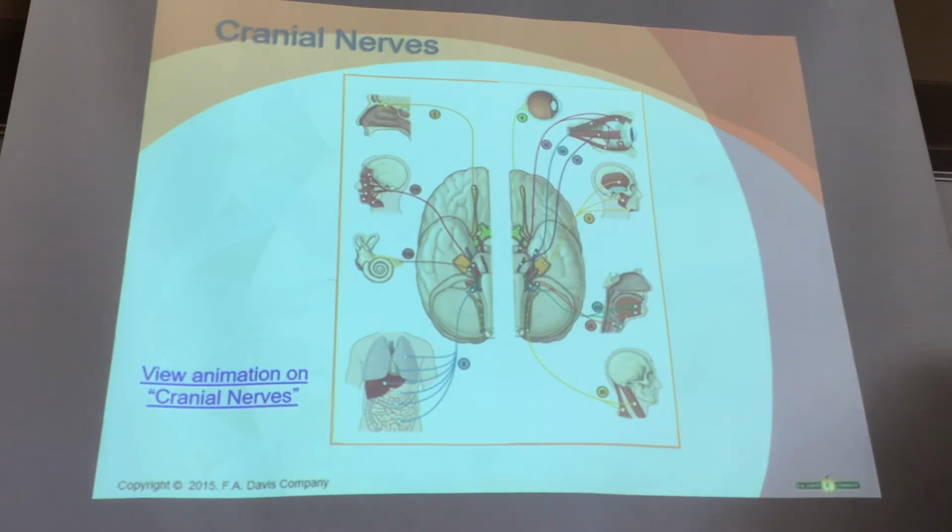And then number 12, the final one. We've got 12 cranial nerves. What's this one? Hypoglossal. Sensory, motor, or both? Motor. This allows you to swallow and talk. So it probably works together with the glossopharyngeal.